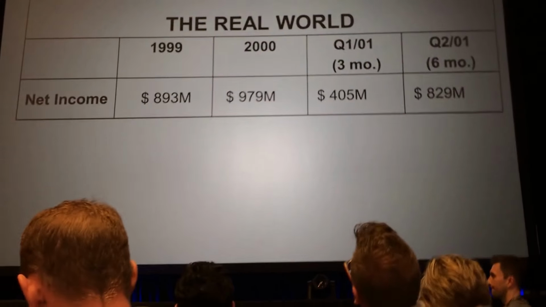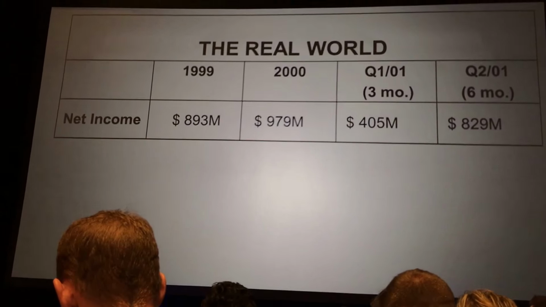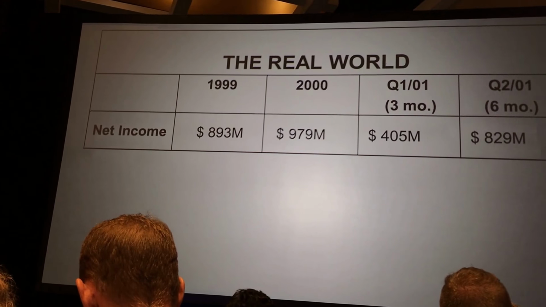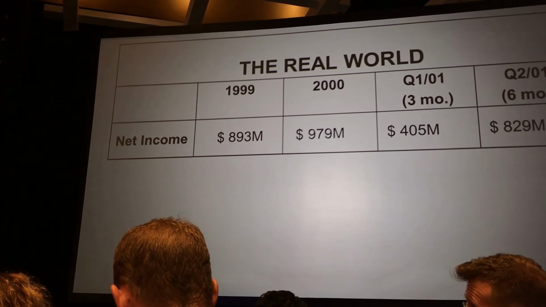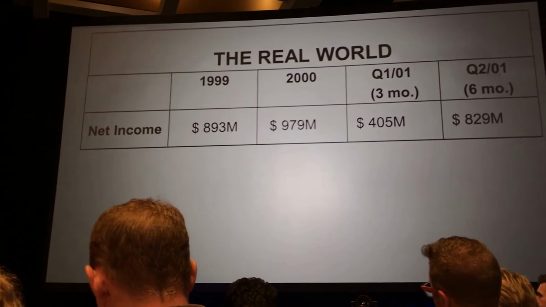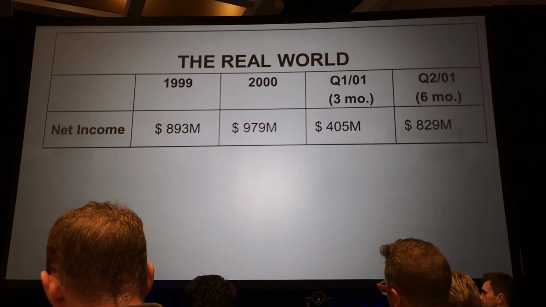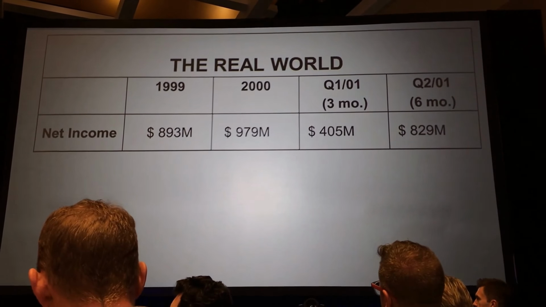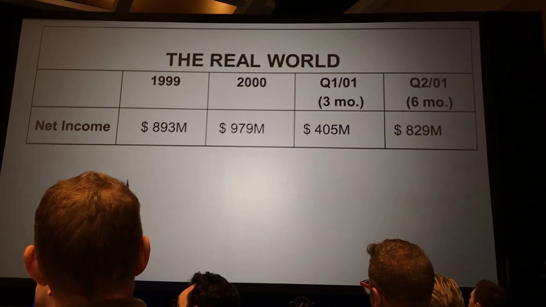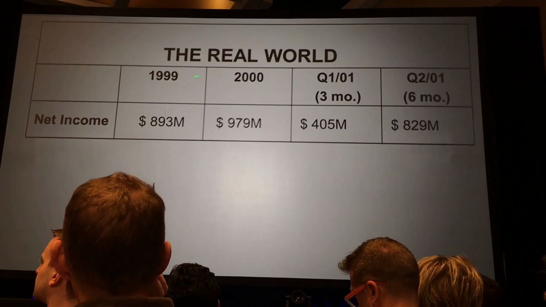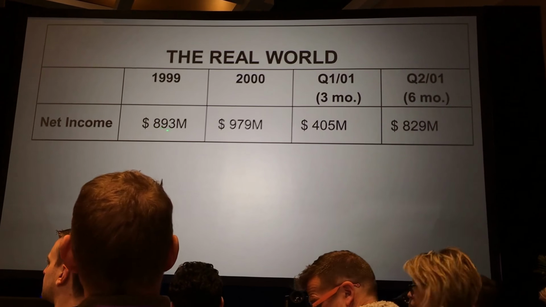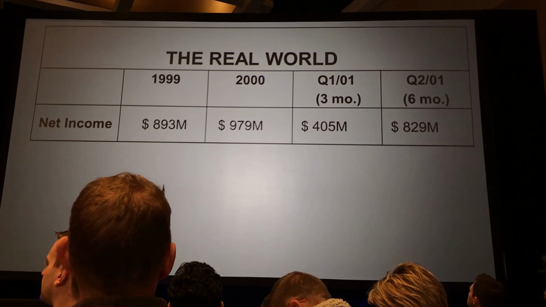I know what you're thinking. You're thinking, Keith, that little lemonade thing was an example you created to trick us, right? But that doesn't happen in the real world. So good, let's talk about the real world here for a second. This is a real world company. In 1999, this real company had net income of $893 million.